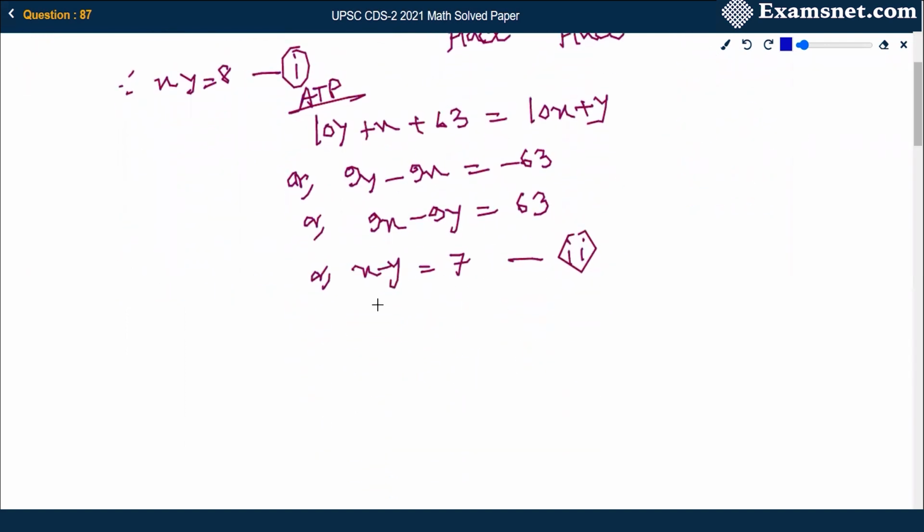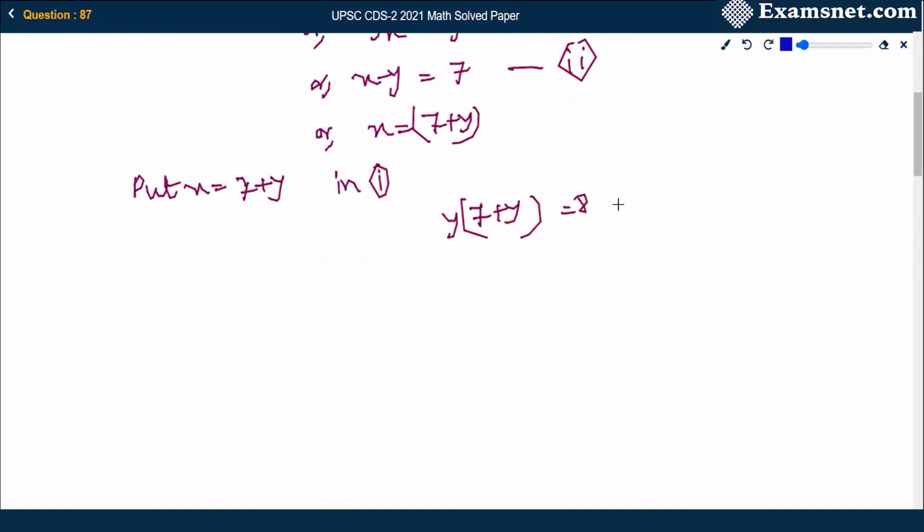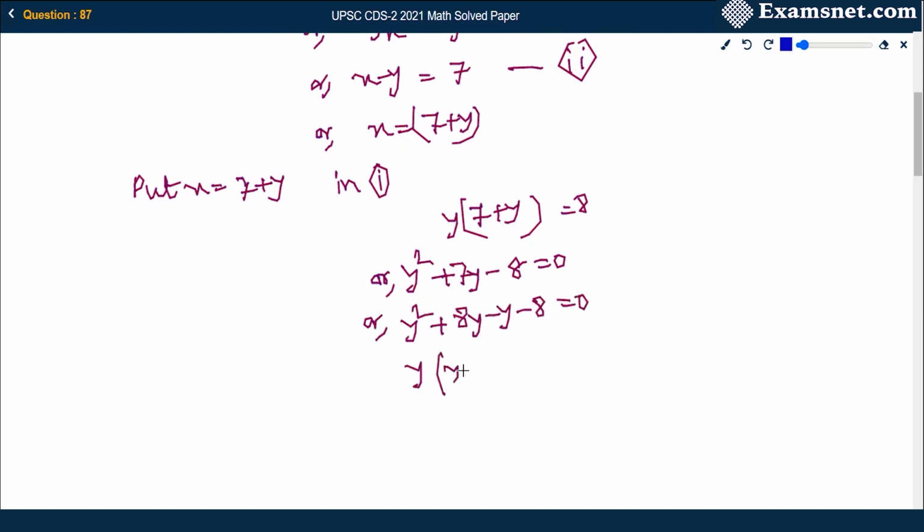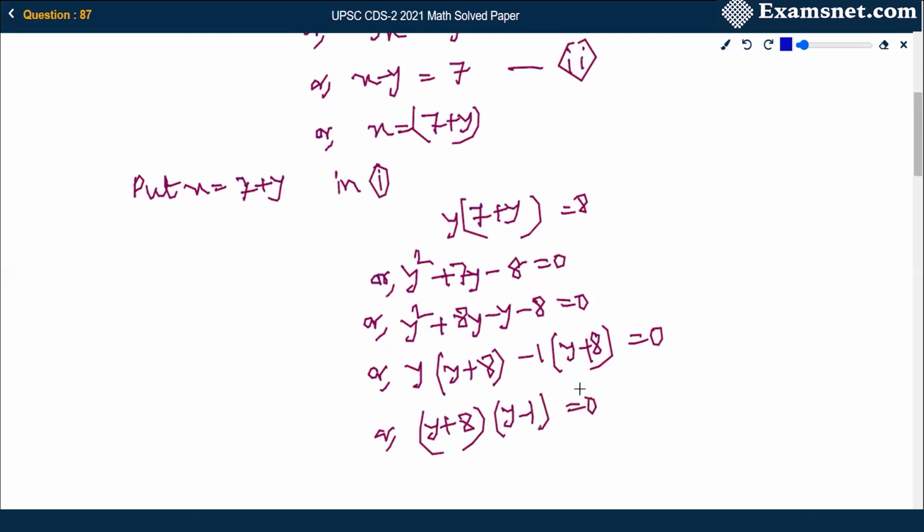Now from this equation, further I can write x equals 7 plus y. Now put x equals 7 plus y in 1. So it will be (7 plus y) times y equals 8, correct? That means it becomes y square plus 7y minus 8 equals 0. Again, we have to do the middle term method. So it becomes this. Now y is minus 8 or y is 1.